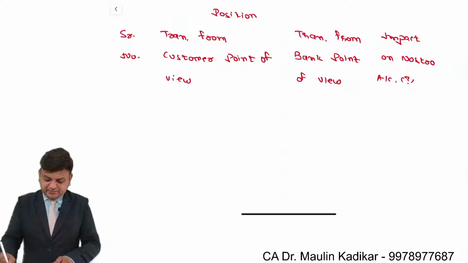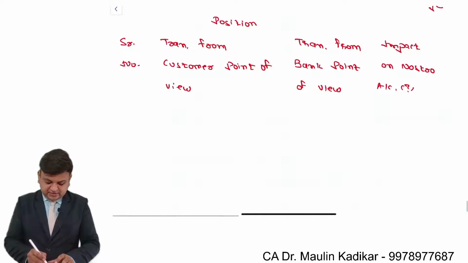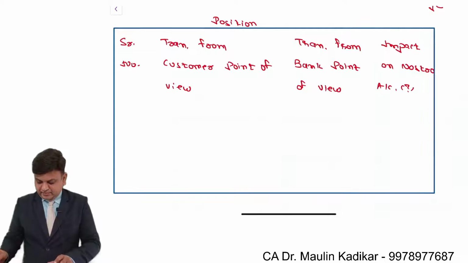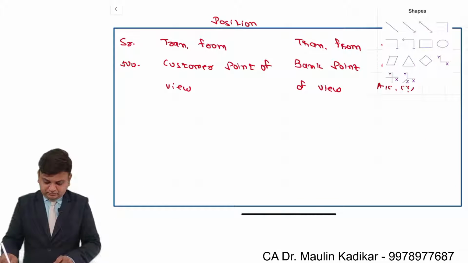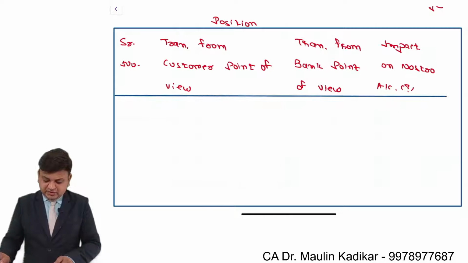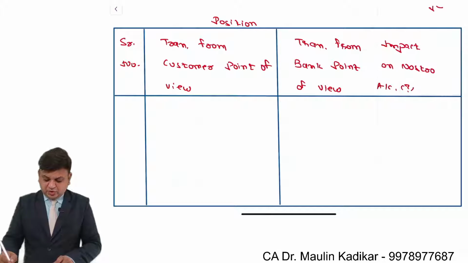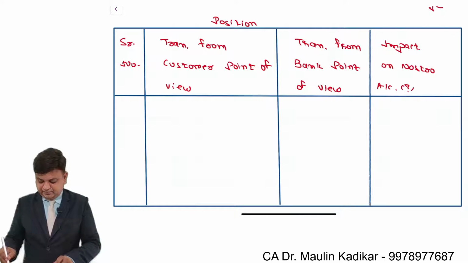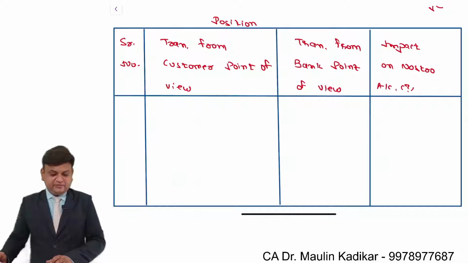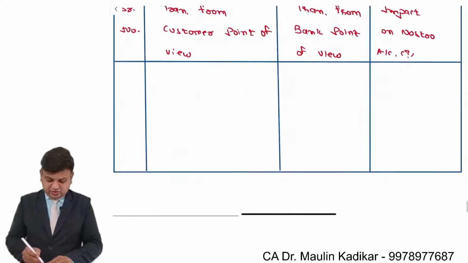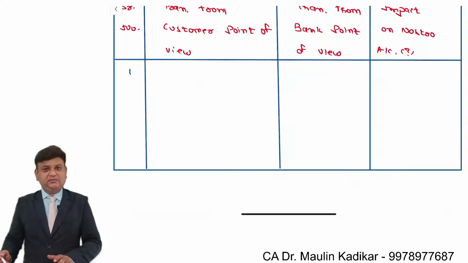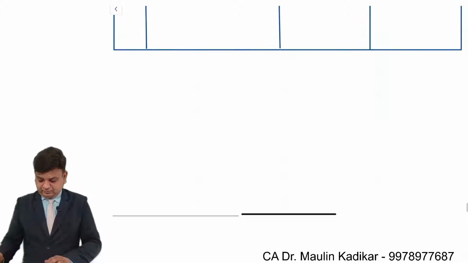This is only for the purpose of understanding the impact of individual transaction, understanding the transaction from customer point of view, from bank point of view, and whether it will have an impact in the Nostro account or not. So we'll give the reference as 1 to 10. So the serial number 1 is the transaction number 1 and so on.